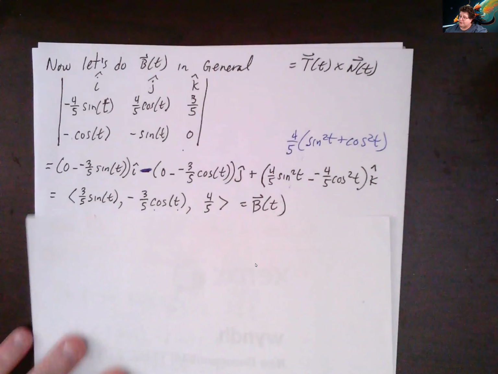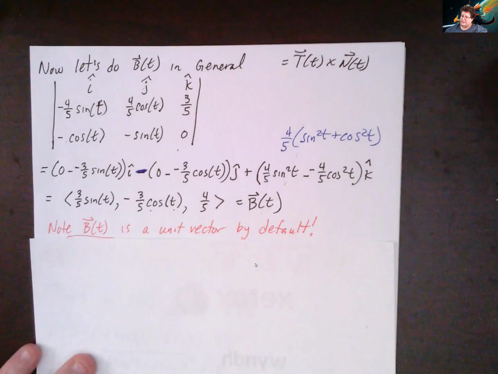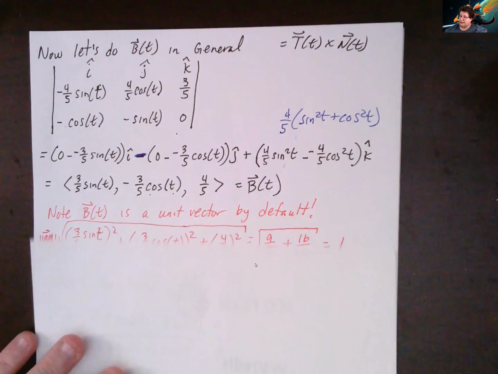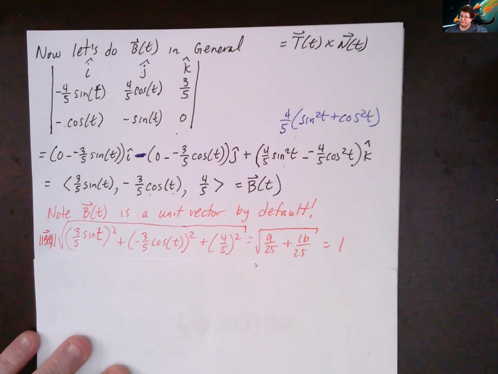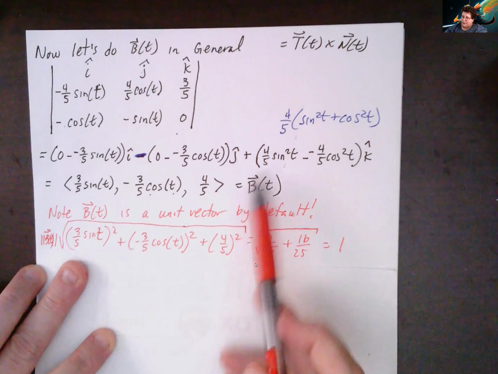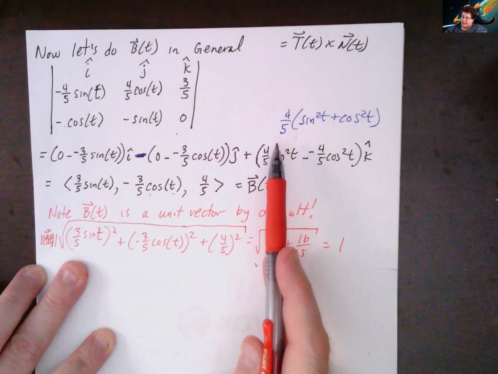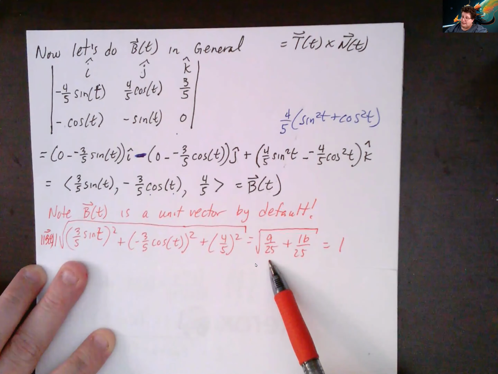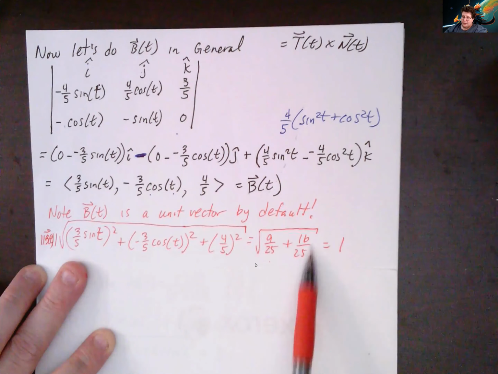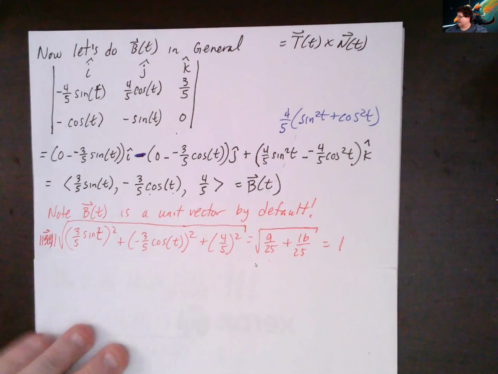I do want to point out a couple other things. First off, B of t is a unit vector by default without even plugging 0 in. We can do this right here. So 3/5 sine t squared, negative 3/5 cosine t squared, and 4/5 squared. We have the same issue here. We end up factoring out a 3/5 squared, which is 9/25, and here, that's 16/25. Add them together, we get 25 over 25. Square root of 1 is 1. So B is a unit vector.